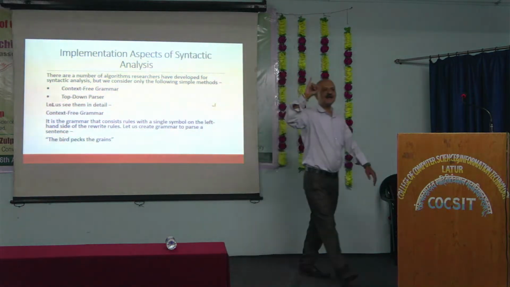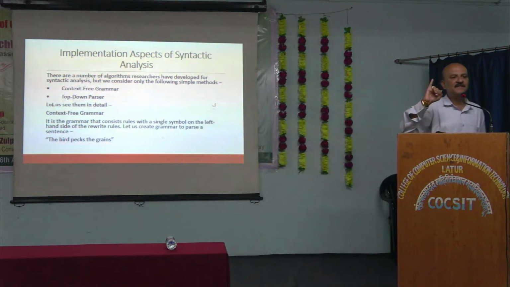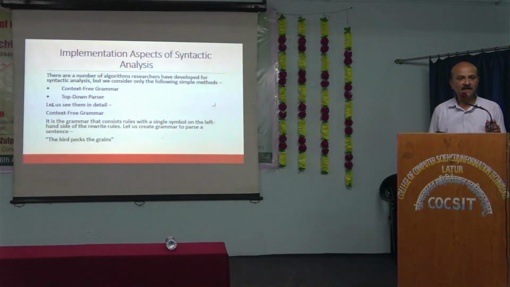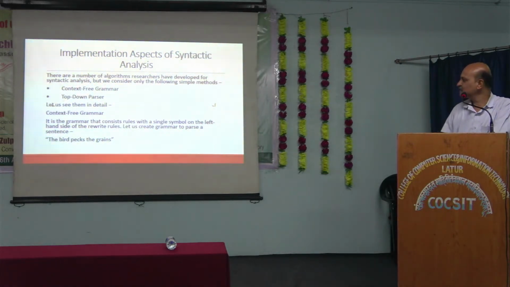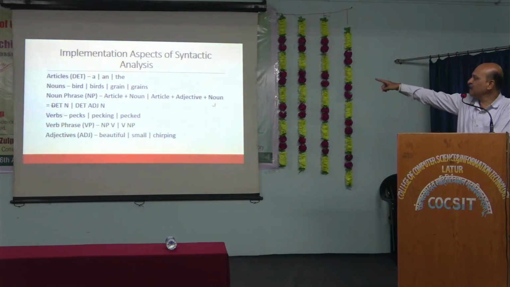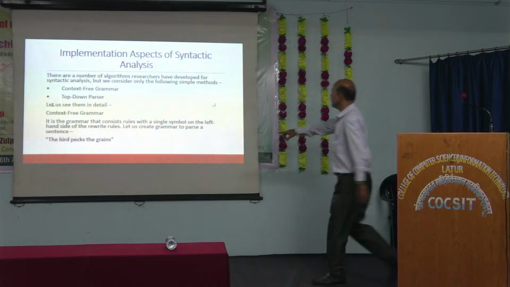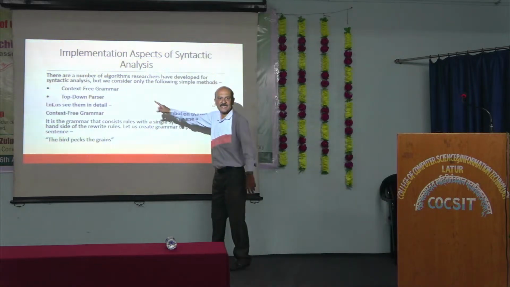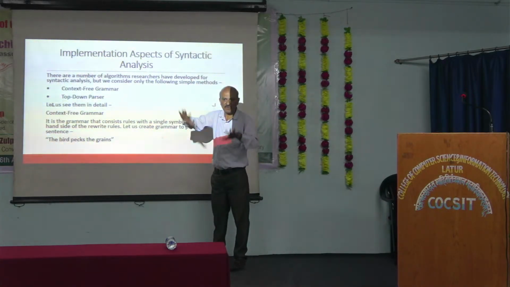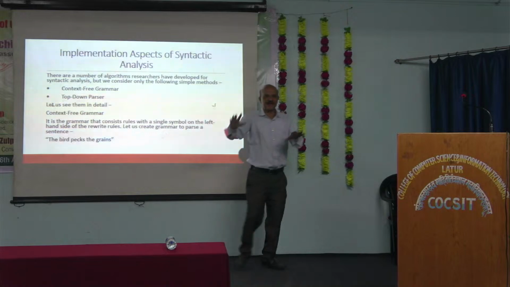Bird and grains are nouns. There is an article. Okay, that's in the verb. So let us see how it is. Article, and so I go back to what I said: the single symbol on the left-hand side. We are writing the rules now.